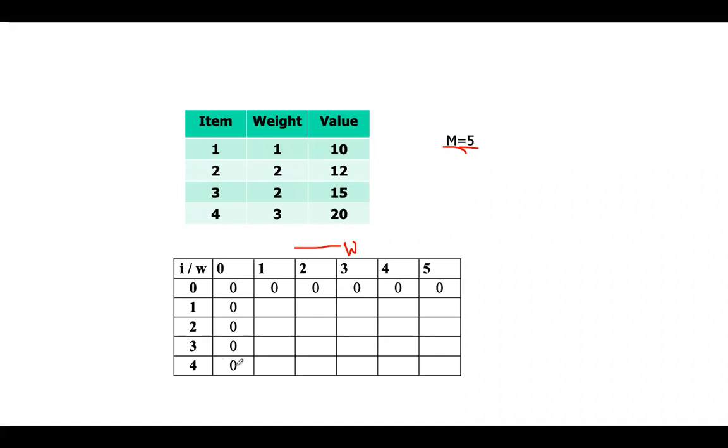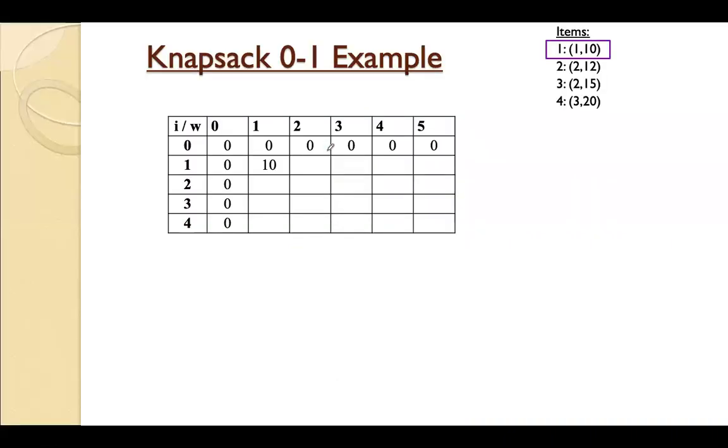Okay, initially first column will be 0, first row will also be 0. We'll be starting with first row. Okay, so this is the initial table condition. I values will be 0, W value will be 0, initialization process. From there, we'll start the algorithm. So this is the weight and value combination. So we will start with the first item.